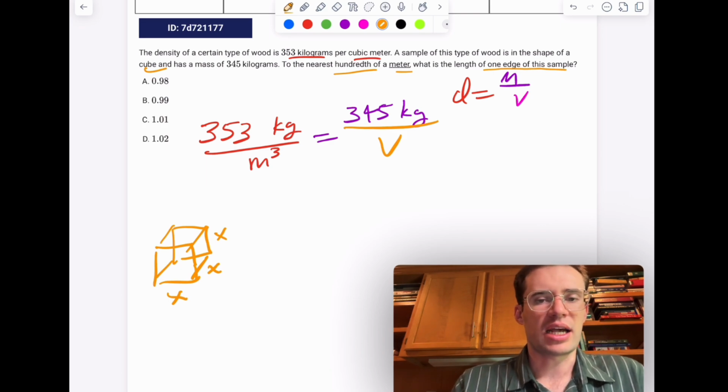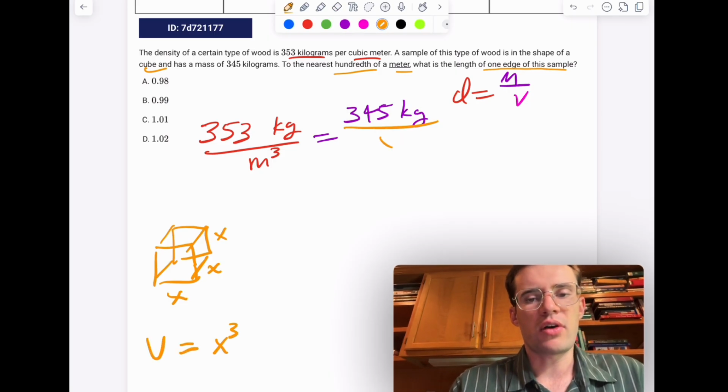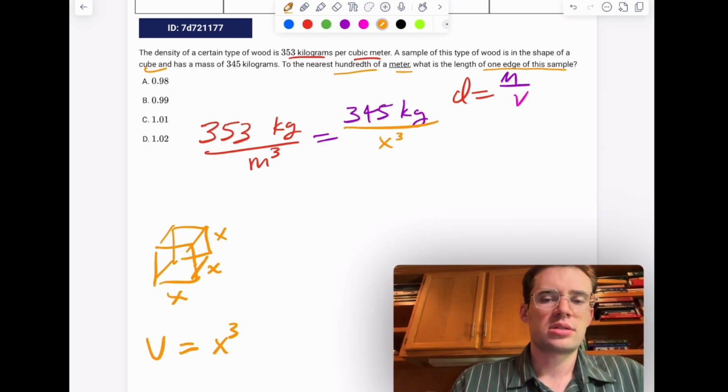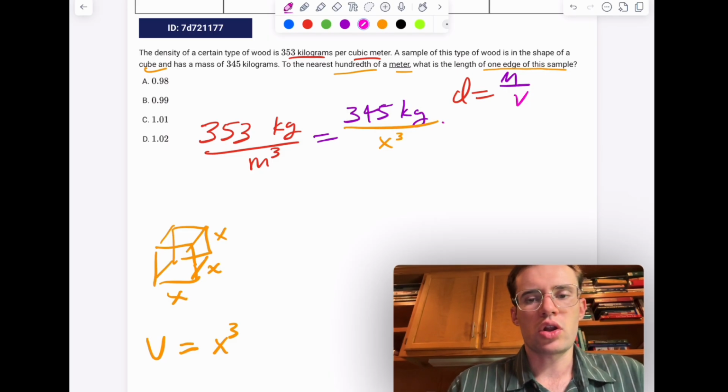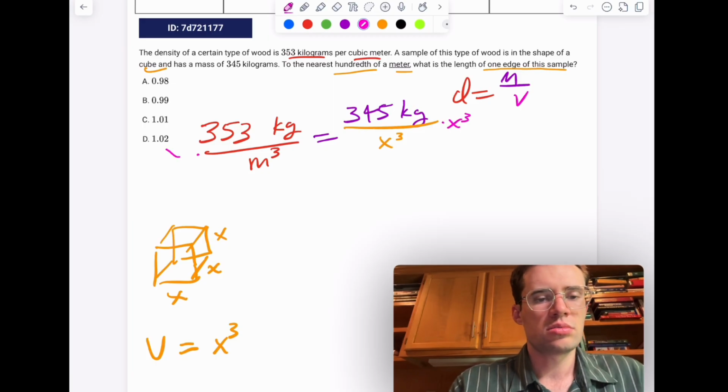So this is X times X times X. Right, so it'd be X cubed is equal to the volume of this. So instead of dividing by the volume, I'm going to divide by X cubed, which is the volume of this shape. Right, so now if we want to get the X cubed alone, I'm going to multiply both sides by X cubed.